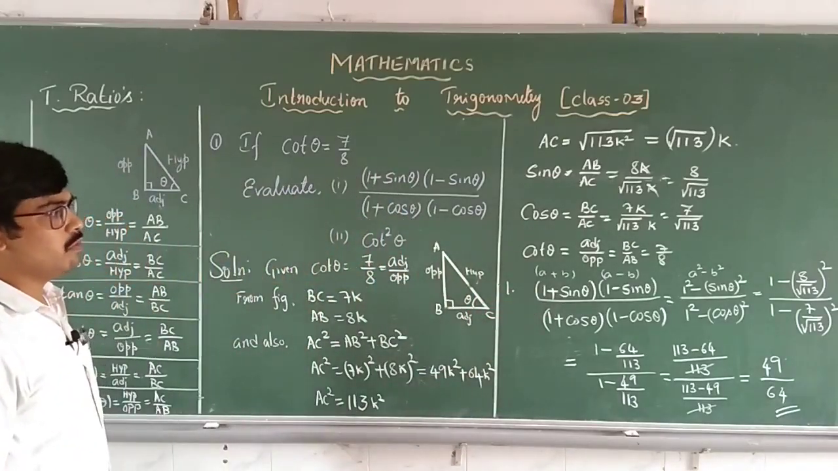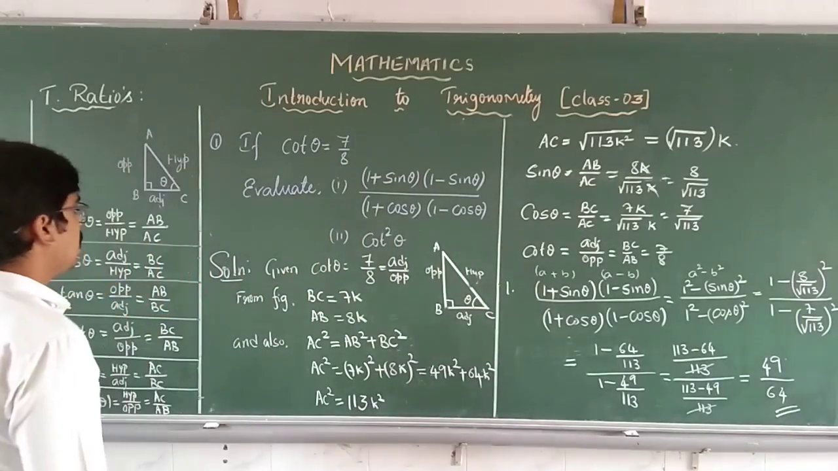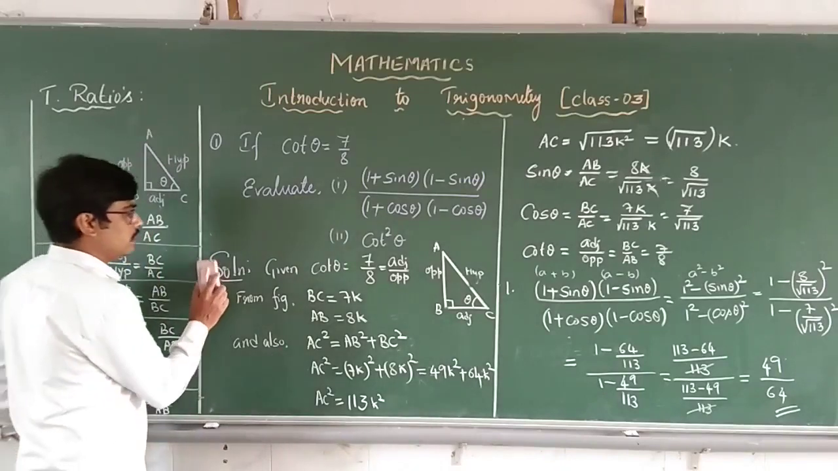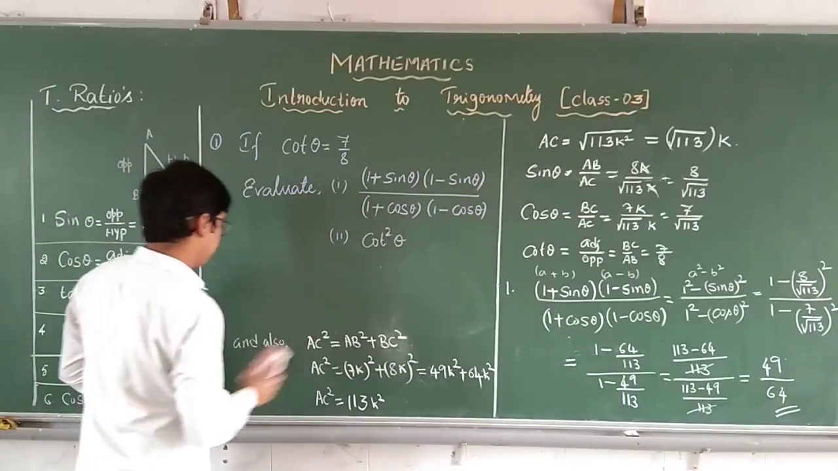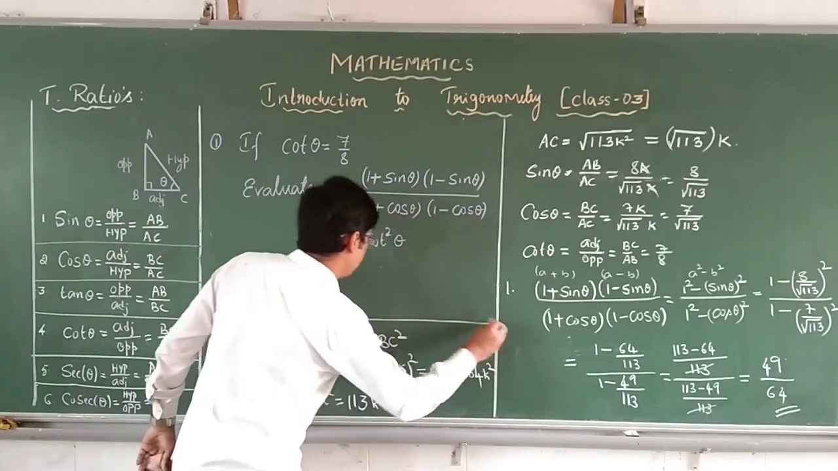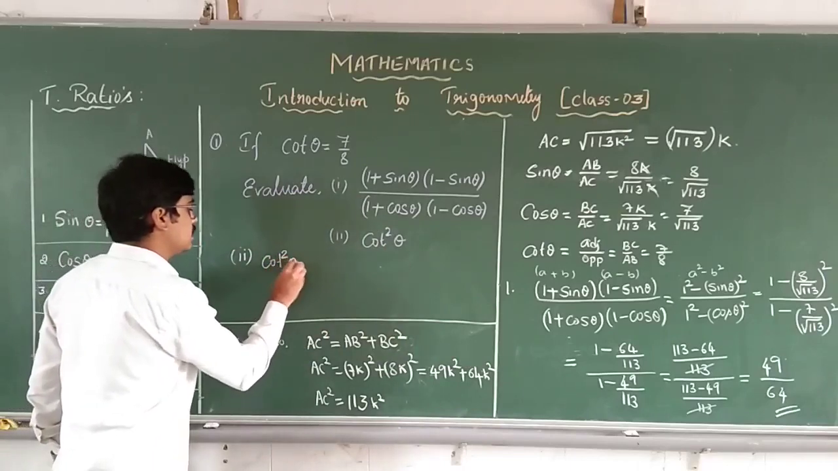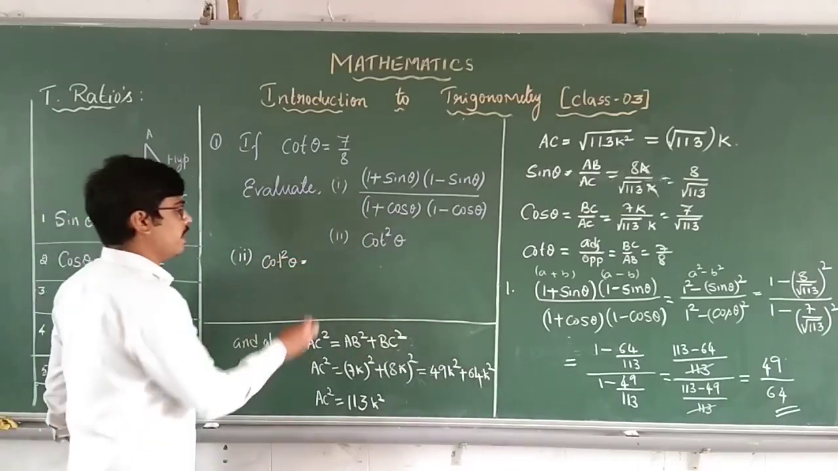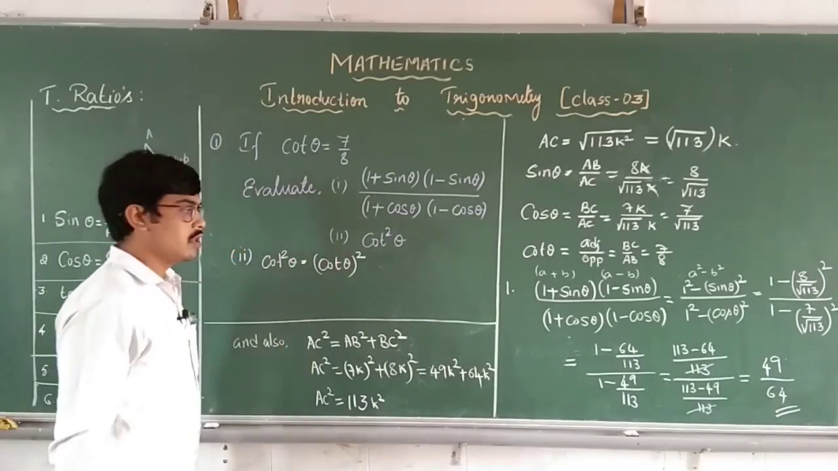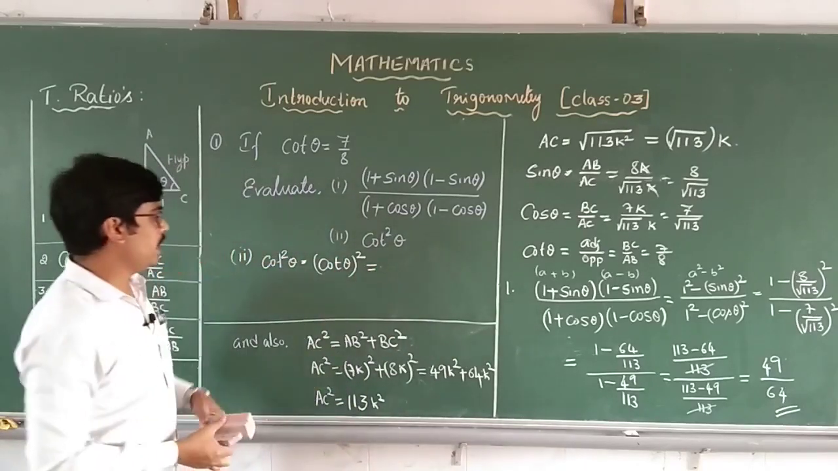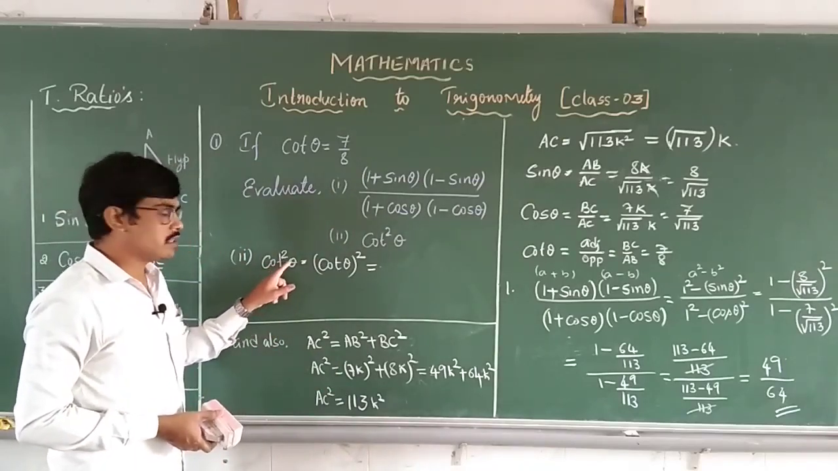Now we need to find one more value, that is cot square theta. So cot square theta, let me write it here. The second one, very simple one, cot square theta. So cot square theta can be written as cot theta whole square. What is the value of cot theta? So this is by using the properties of t ratios. We can write cot square theta.